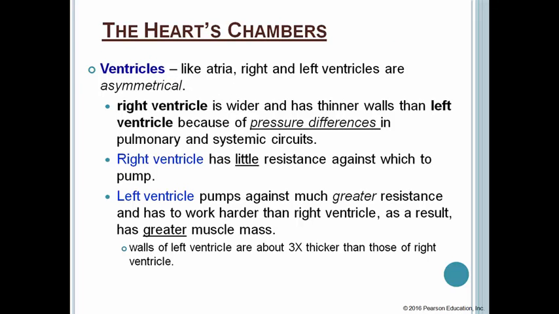The ventricles, just like the atria, you have both the right and the left, and they're a little bit asymmetrical also. The right ventricle is wider, has thinner walls. The left ventricle is much thicker and much larger because of the pressure differences. The pulmonary circuit, we've already said, is less pressure than the systemic circuit. So the right ventricle is going to have little resistance to allow the pumping of the heart to happen and to get that deoxygenated blood right over to the lungs, which are lateral to it.